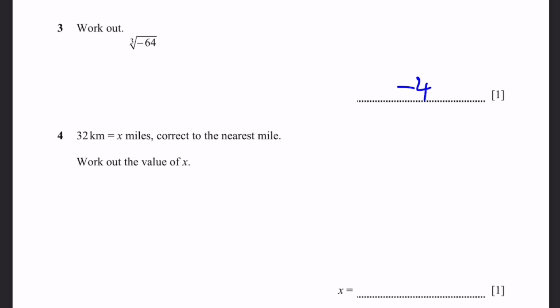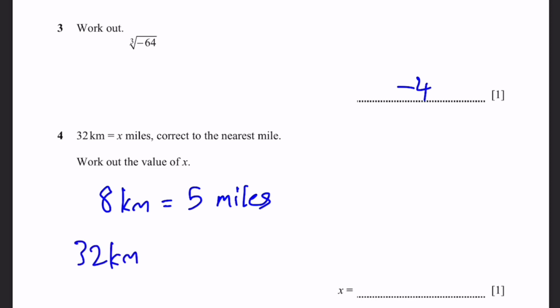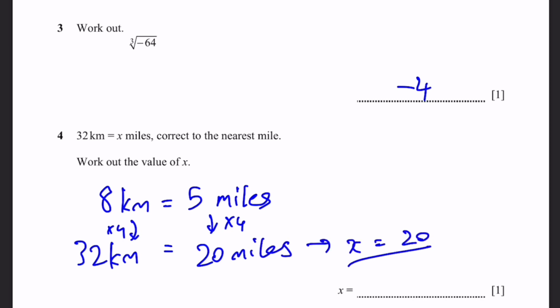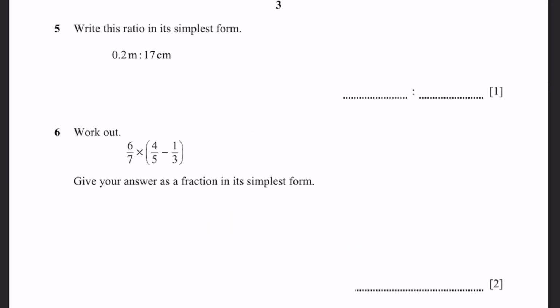So first of all, we know that 8 kilometers is equal to 5 miles. And that means 32 kilometers, which is 8 into 4, means we get 5 into 4, like that, 20 miles. And that's why x is equal to 20. That's the answer.